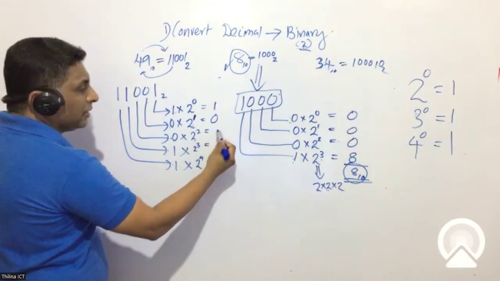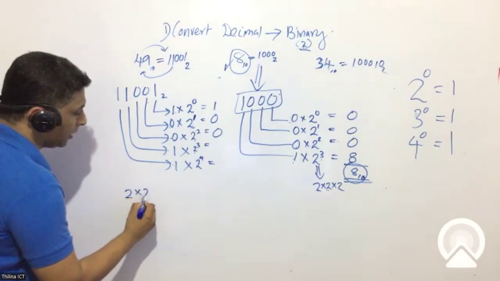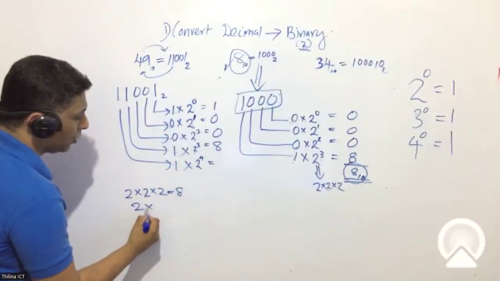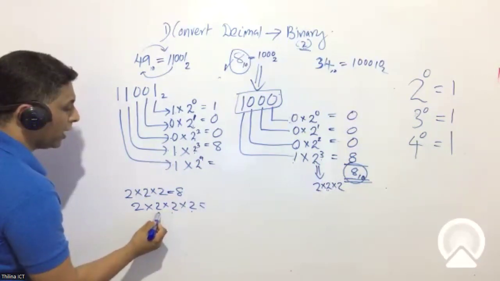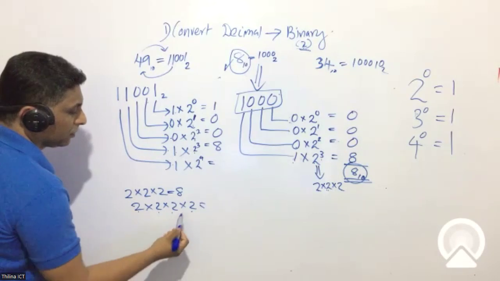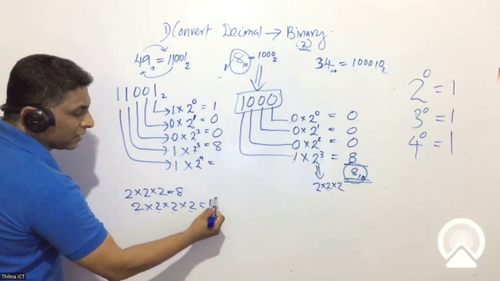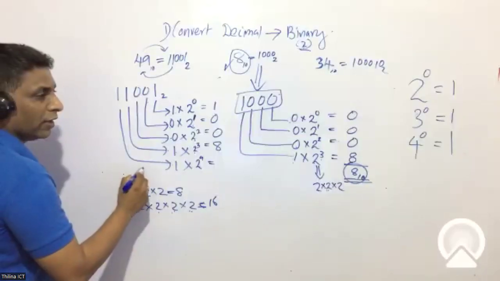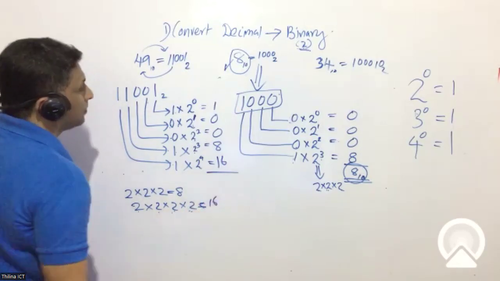Again, 0 into anything is 0. 1 into 2 to the power 3. Now, what is 2 to the power 3? 2 into 2 into 2, that's 8. So 1 into 8 is 8. Here, 2 to the power 4: 2 into 2 into 2 into 2. 2 into 2, 4. 4 into 2, 8. 8 into 2, 16. Yes, very good. I put 16 here.